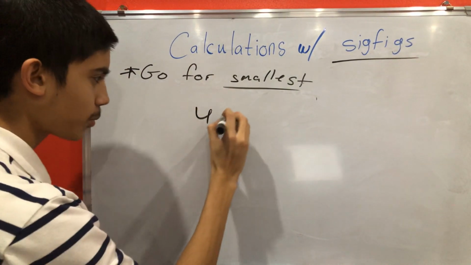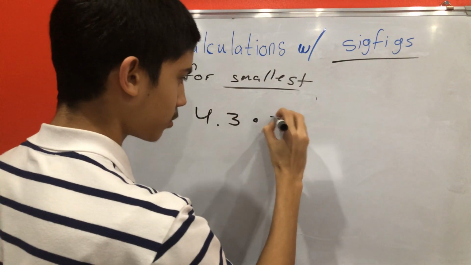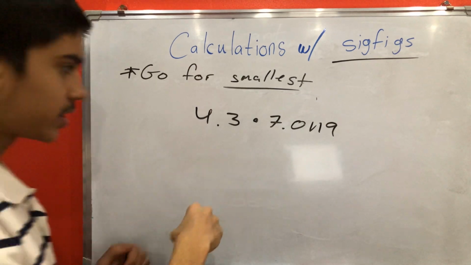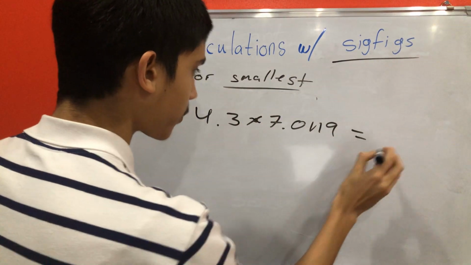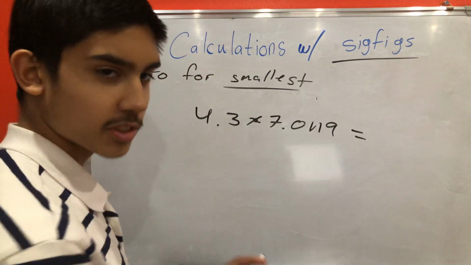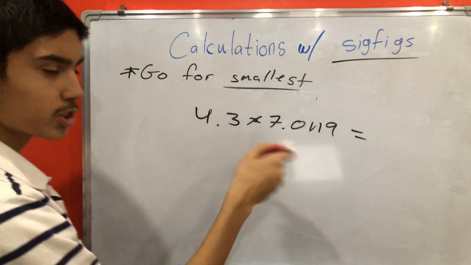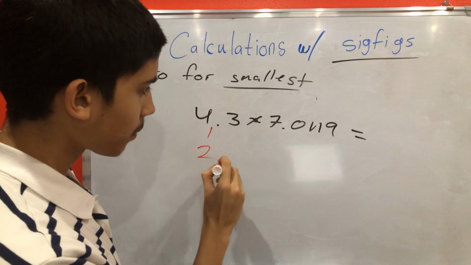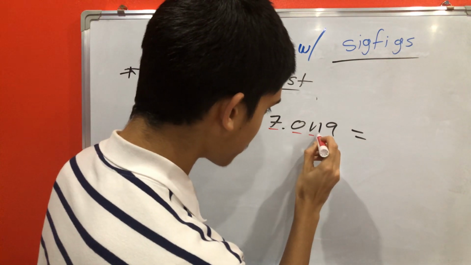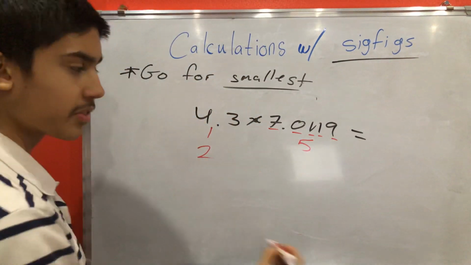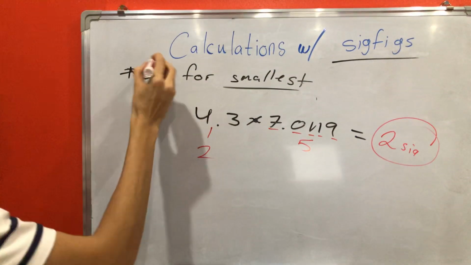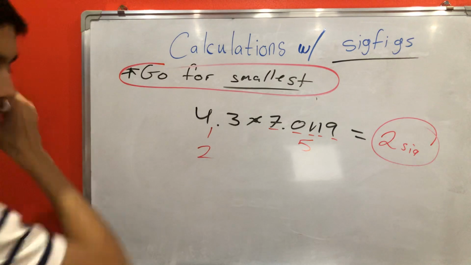For example, we have 4.3 times 7.0119. Okay, so when we multiply this out, we're just going to go for the smallest number of significant figures. We're going to see which of the two numbers has the smaller number of significant figures. Here there's 2, and here there is 1, 2, 3, 4, 5. So our final answer is just going to have 2 sig figs, because remember our rule, go for the smallest.